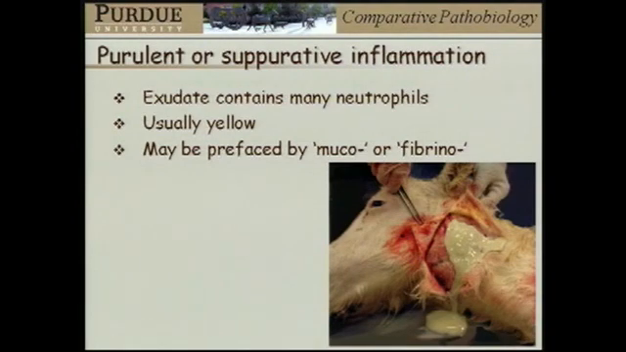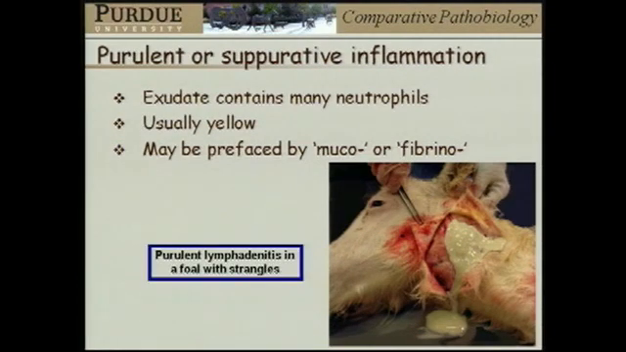We use the terms purulent or suppurative to imply that the exudate contains numerous neutrophils. It usually will be some shade of yellow, and again, as we've pointed out with previous examples, we may combine the term suppurative or purulent with prefixes like muco or fibrino to indicate other components of the exudate. This is a foal that had strangles, Streptococcus equi infection, and this is a postmortem lancing of an abscessed lymph node. So the best morphologic diagnosis for this would be purulent lymphadenitis.